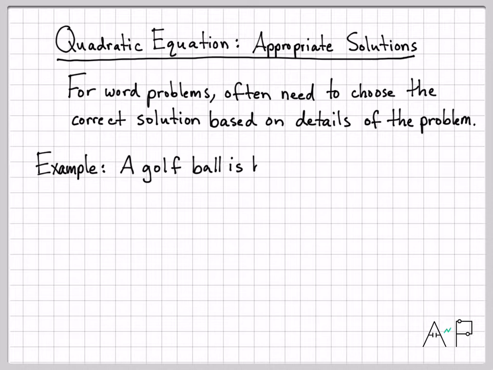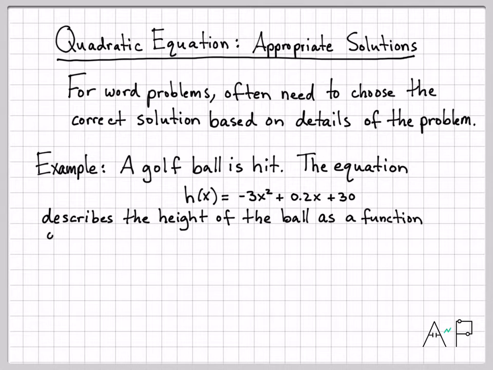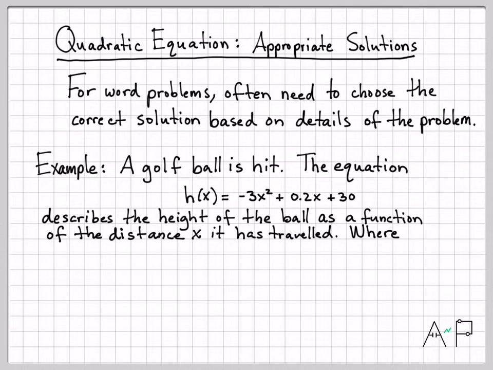Let's say that we're a golfer, we're going to hit a golf ball, and the equation that describes how that ball moves is given by that equation right there. h of x is minus 3x squared plus 0.2x plus 30. So h of x describes the height of the ball as a function of x, the distance that it's traveled. And what we're going to do is figure out where the ball hits the ground. So I'm trying to find the value for x where the ball actually comes down and hits the ground.